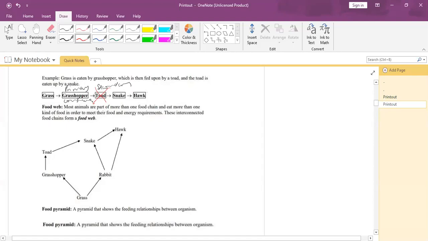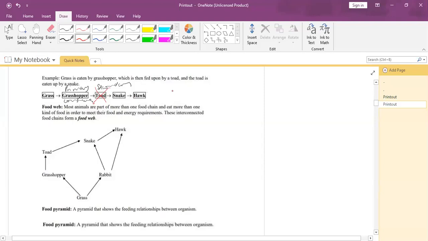If the toad is not there, the grasshopper population will go up because there's no toad to feed on it. And then based on the diagram, if the toad level goes down, then the snake population will go down because the snake will not have any food. Based on this diagram, always answer in terms of the diagram given to you. Don't make any assumptions. Just base your knowledge on the diagram given to you, otherwise you go wrong.